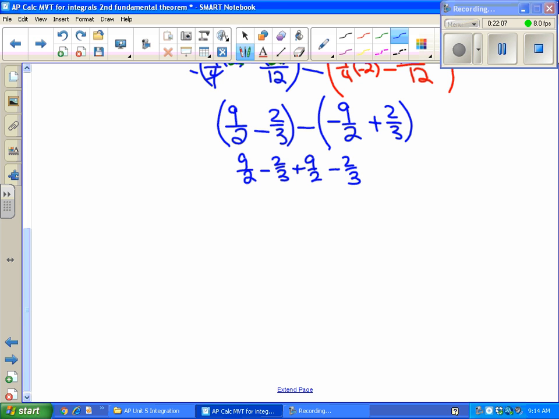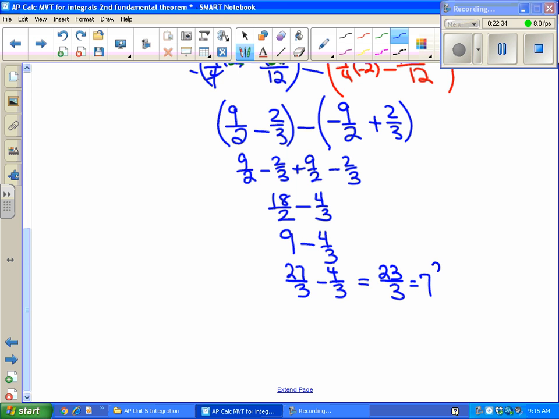And I'm going to do this the easy way. I'm going to say that's 18 over 2, adding my like fractions. And that's going to be what? Minus 4/3. So that's really like 9 minus 4/3, which is 27 over 3 minus 4 over 3. So far, so good. And if you subtract the numerators, you get 23 over 3, which is the same thing as 7 and what, 2/3?